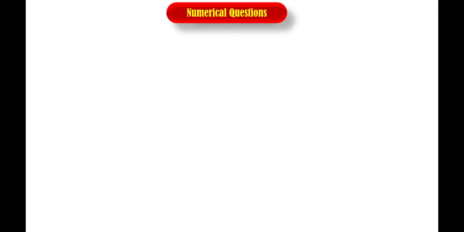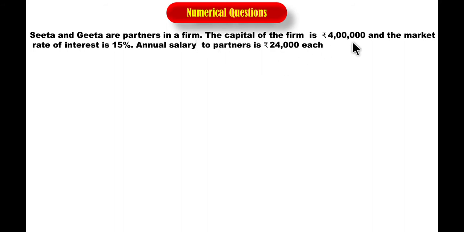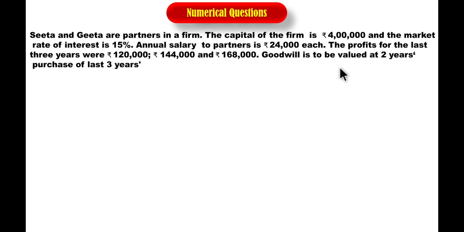Here is the numerical question. Rita and Geeta are partners in a firm. The capital of the firm is rupees 4 lakh and the market rate of interest is 15%. Annual salary to partners is 24,000 each. Profits for the last 3 years were rupees 1,20,000, 1,44,000 and 1,68,000. Goodwill is to be valued at 2 years' purchase of the last 3 years' average super profit. Calculate the goodwill of the firm.